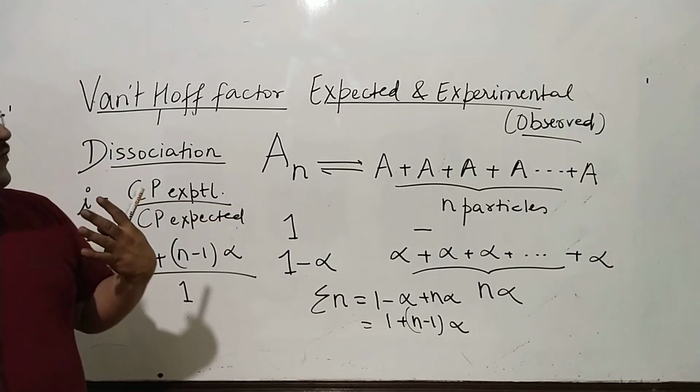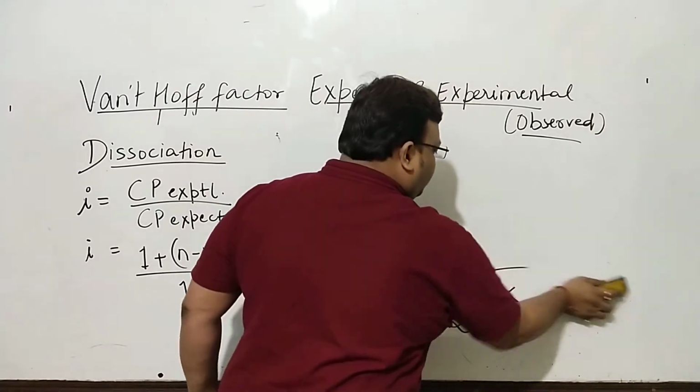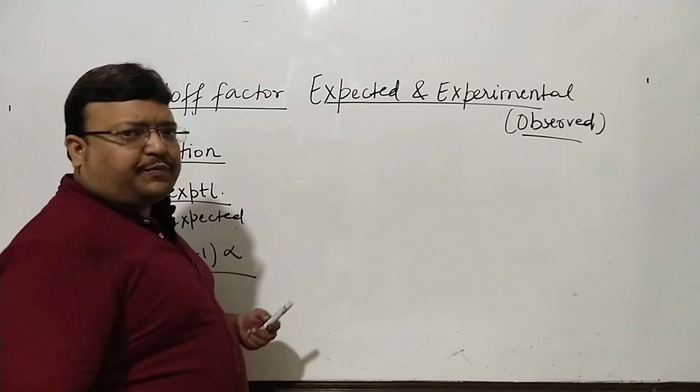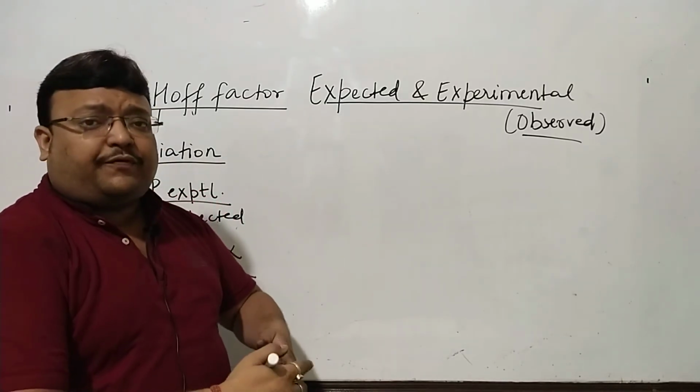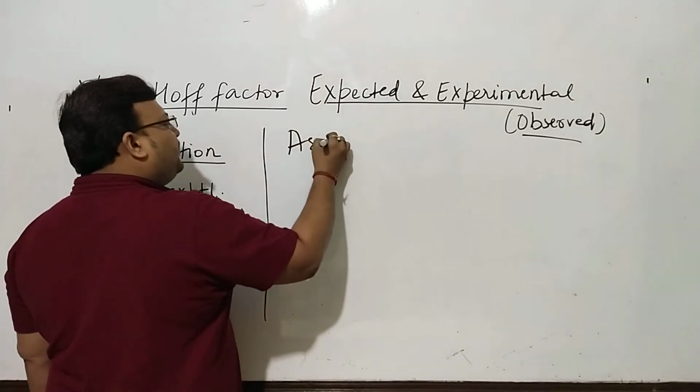The second case could be of association. This is for dissociation. The second one is for association. Association is when, suppose an electrolyte is polymerizing. It could be forming a dimer, a trimer. So the second case would be of association.